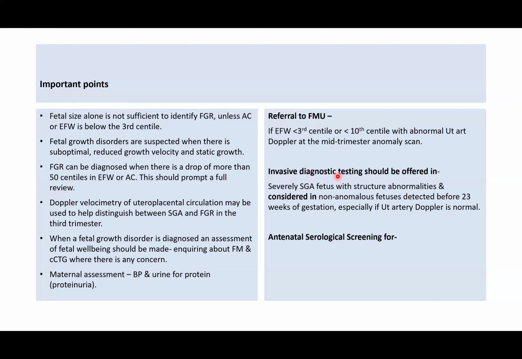So this is about the invasive diagnostic testing where we have a severe SGA fetus with structural abnormalities. And if there is a fetus which is severe SGA and there are no structural abnormalities before 23 weeks of gestation, and uterine artery Doppler is normal, then antenatal serological screening is done for infections like CMV and toxo in severe SGA, and malaria and Zika virus in high-risk population because these infections can cause SGA babies.